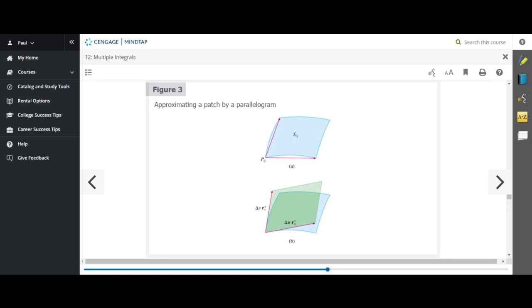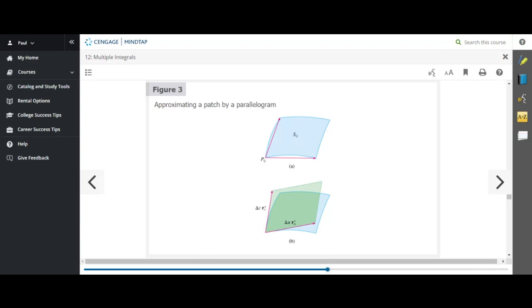Okay, because it just will. Even though the patch is on a surface and the surface changes, if you focus on a very small patch on the surface, that patch basically looks like a parallelogram, and you can approximate that surface area by the area of the parallelogram formed.